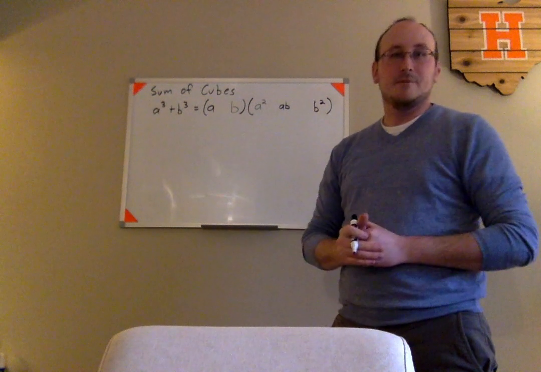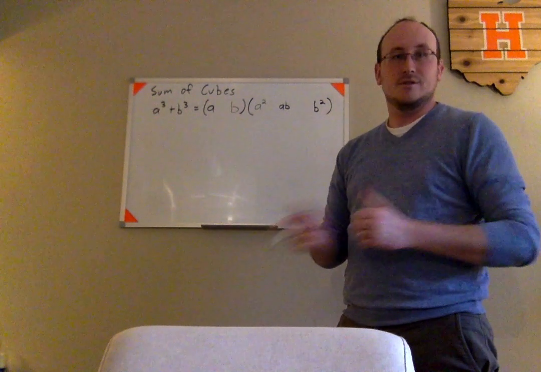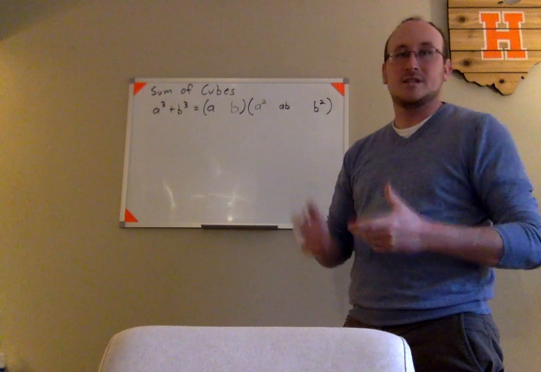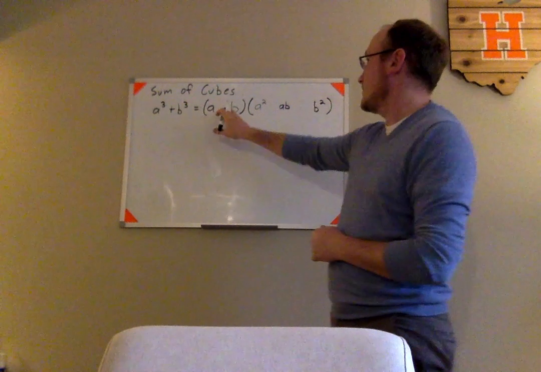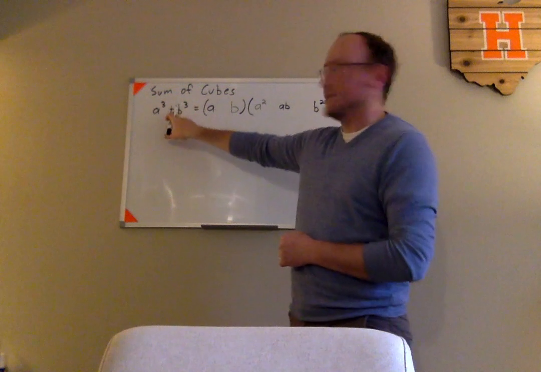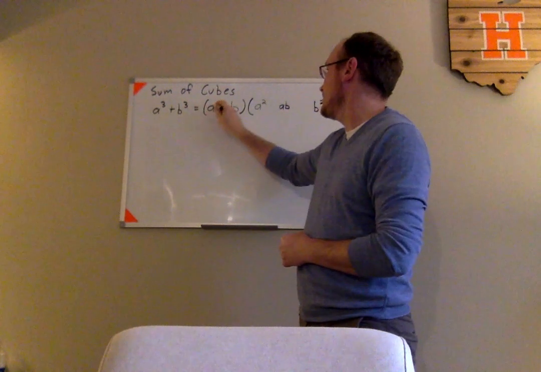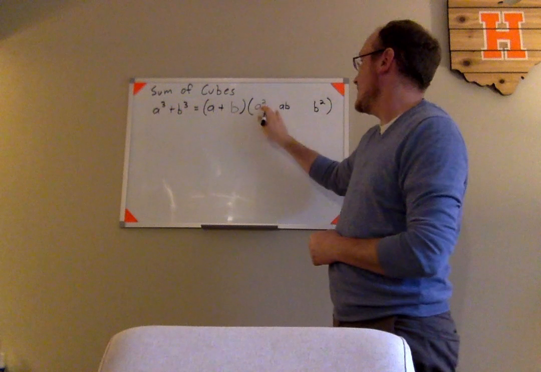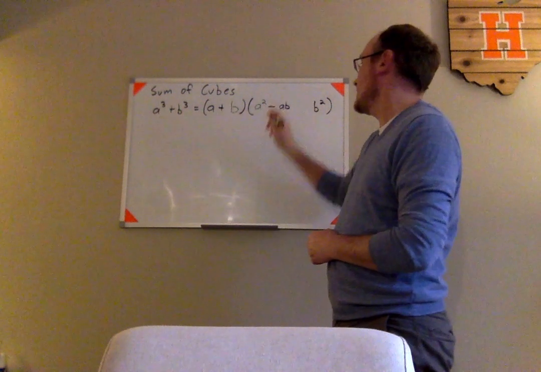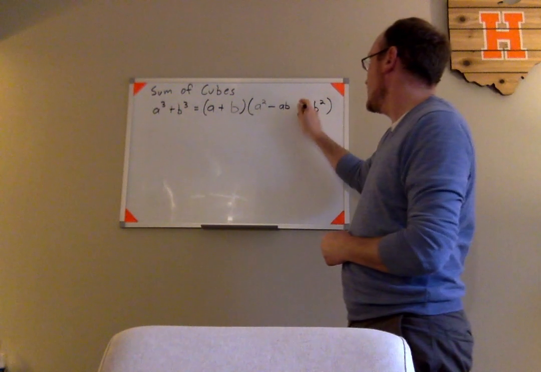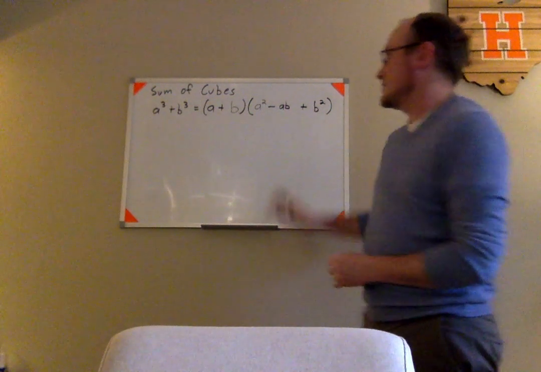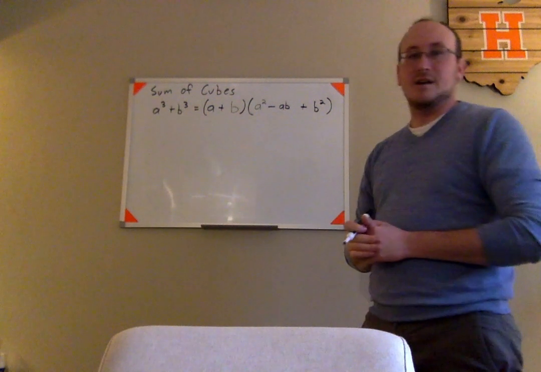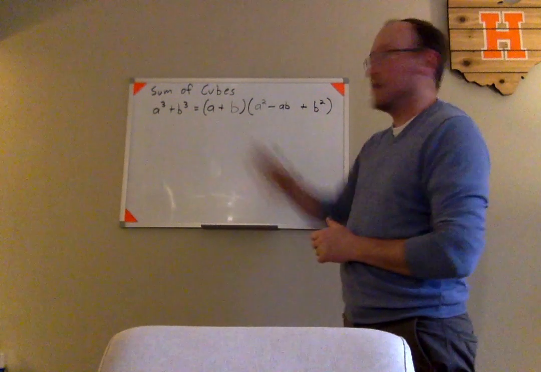There's a little acronym to help people remember the signs. They'll use the acronym SOAP, stands for same, opposite, and always positive. So this first sign will be the same as the sign that I see in the original problem. The next sign will then be the opposite of that, and the final sign will always be positive, always plus for that. So there's the formula for factoring a sum of cubes.